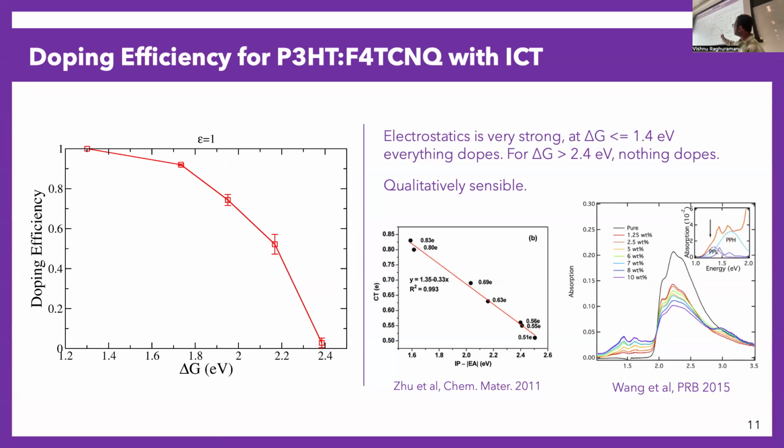And at those delta Gs, you see a very high doping efficiency, about 80 to 90%, which is also something that's qualitatively known to be true. Doping efficiencies of up to 80% have been observed in experimental studies of these systems as well.